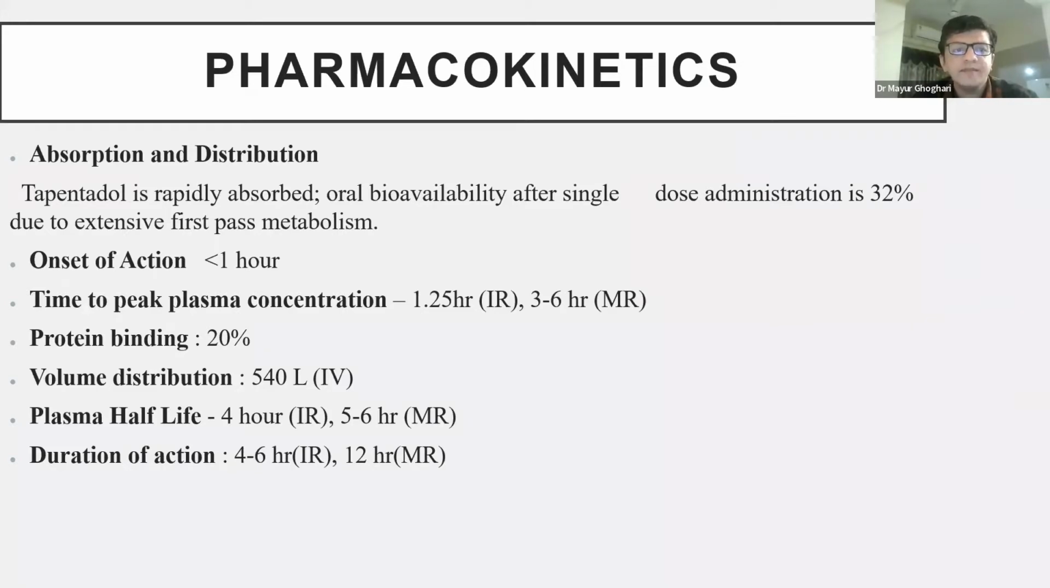Pharmacokinetics of Tapentadol. Tapentadol is rapidly absorbed. Oral bioavailability after single dose administration is 32% due to extensive first pass metabolism. Onset of action is 30 minutes to 1 hour. Time to peak plasma concentration is 1 hour 15 minutes for the immediate release preparation and 3 to 6 hours for modified extended release preparations. Protein binding is 20%. Volume of distribution is 540 liters. Half-life of the immediate release preparation is 4 hours and for modified release is 5 to 6 hours. Duration of action of immediate release is 4 to 6 hours and for modified release is up to 12 hours.